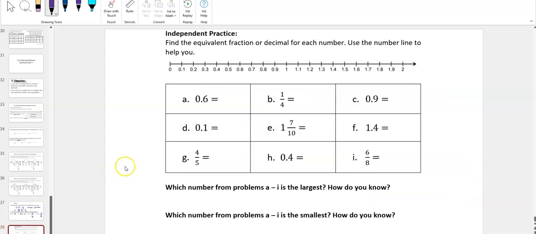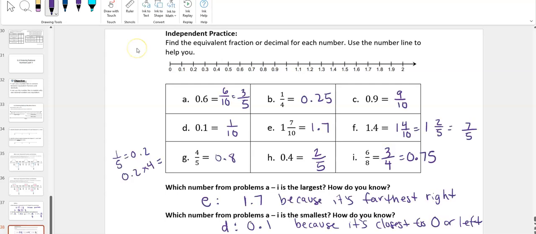All right, let's just keep practicing. So here is a number line to help you right here, but go ahead and write out those equivalent fractions or decimals for each of these numbers, and then answer the questions here. It says which number from all of these right here is the largest? How do you know? Which number from here is the smallest? How do you know? So take a good chunk of time to fill this in and answer these questions, and then come back and check in. Oh man, that's a lot of work, but let's talk about it.